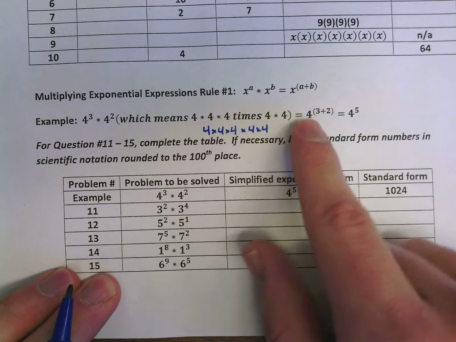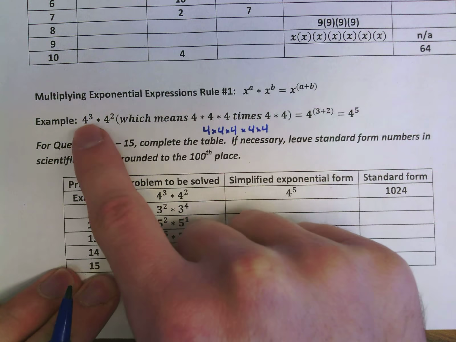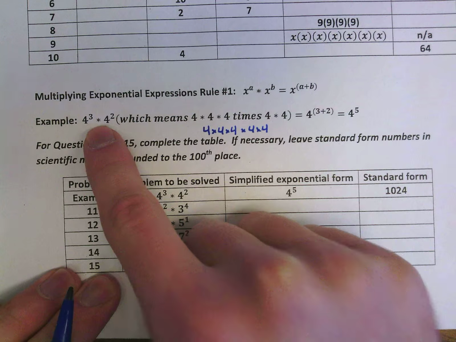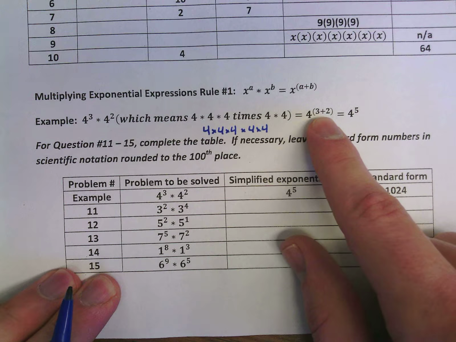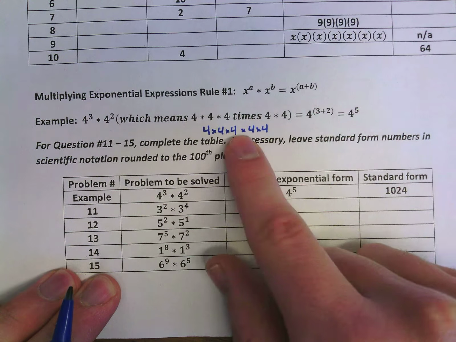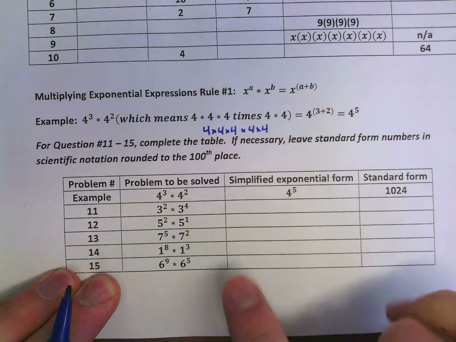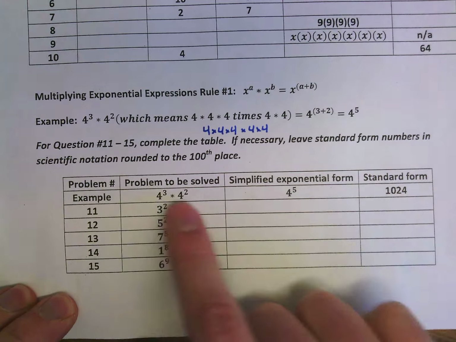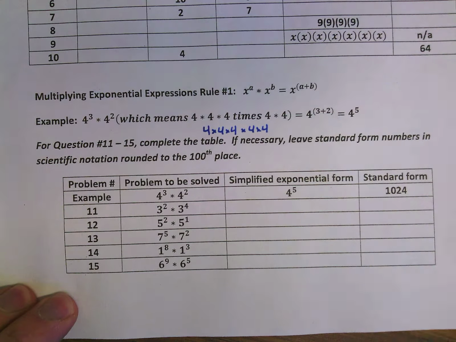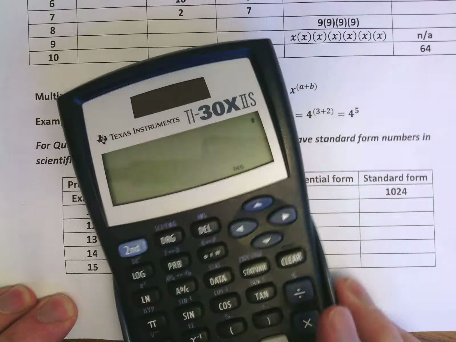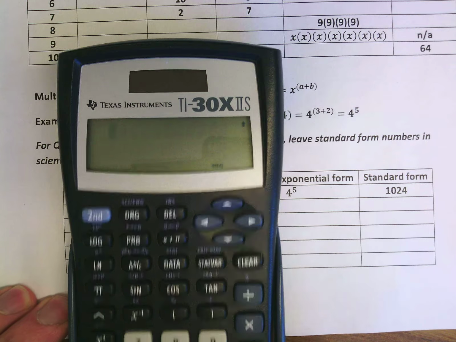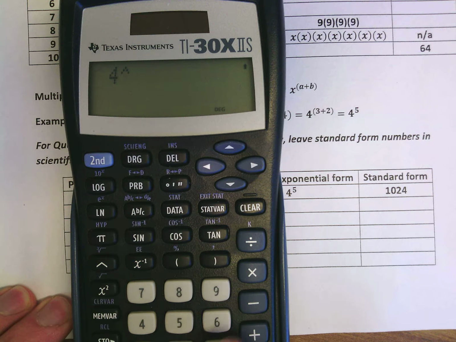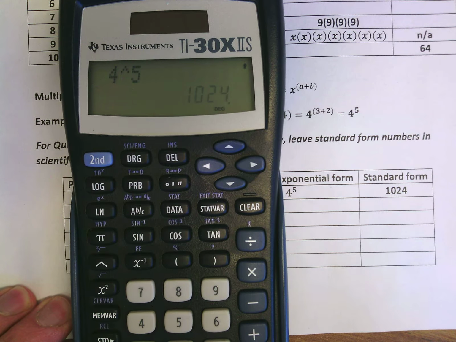Again, same bases, the 4s are the same base, your powers being multiplied, so you're just going to add those powers together. Just like this suggests, we have 4 to the 5th power. Taking a look at some of these other examples, we just went over this one, and if you wanted to check that standard form in your calculator, just as a reminder, you would type in your base number, find your exponent key, and then in this case our exponent is 5. So that's where we get the 1024.